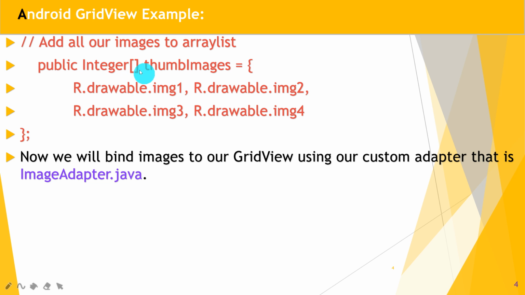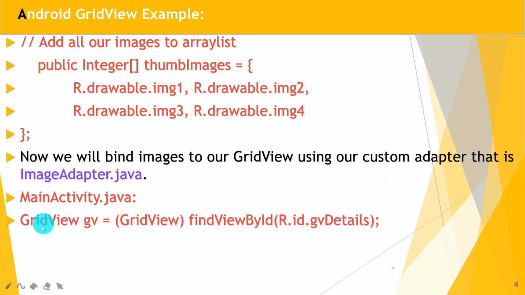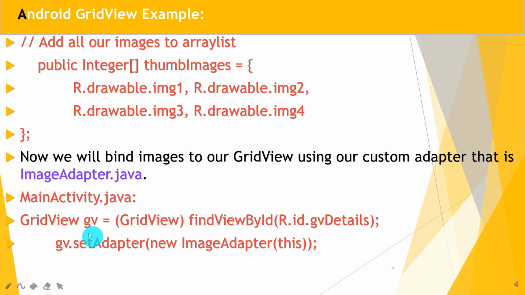Great. Now we will bind images to our grid view using our custom adapter, that is ImageAdapter.java. So in the MainActivity.java file, first create the object of GridView by using the findViewById method. Then gv.setAdapter(new ImageAdapter(this)).